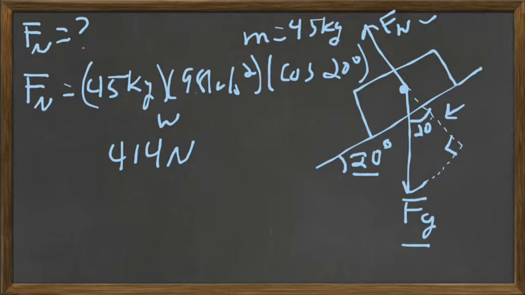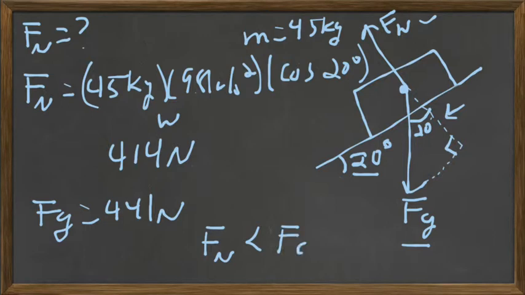Now the weight of the object on its own is 441. So in this case, my normal force is going to be less than the weight of the object. So when I take an object on a flat horizontal surface versus putting it on an incline, as I put it on an incline, the normal force is going to decrease. And the steeper the angle, the lower the normal force will be in relation to the actual weight of the object.